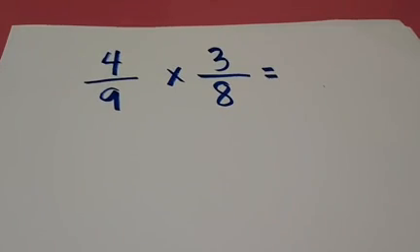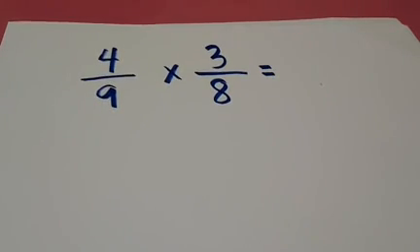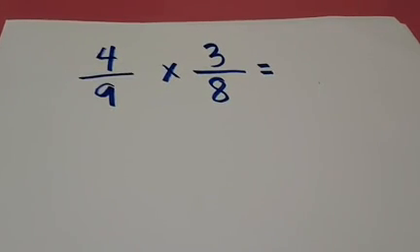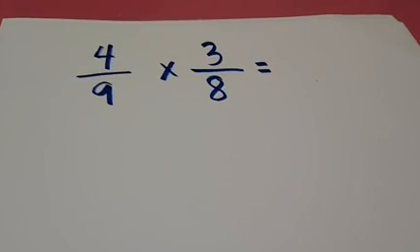Pero balikan natin yung ating example. 4 over 9 times 3 over 8. Because I am going to teach you a technique called the cancellation or tinatawag din siya na butterfly method. So, paano ba siya ginagawa? At bakit ba siya naging technique?